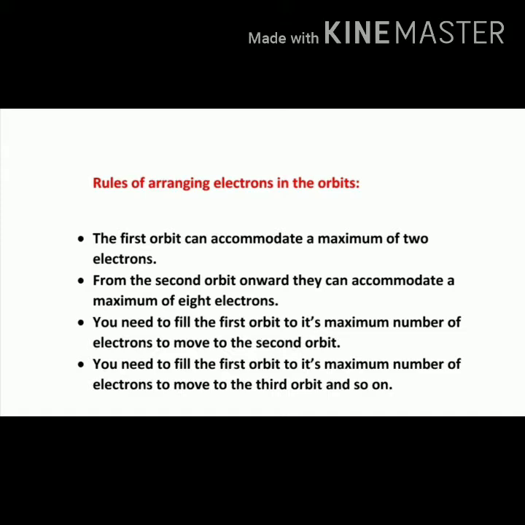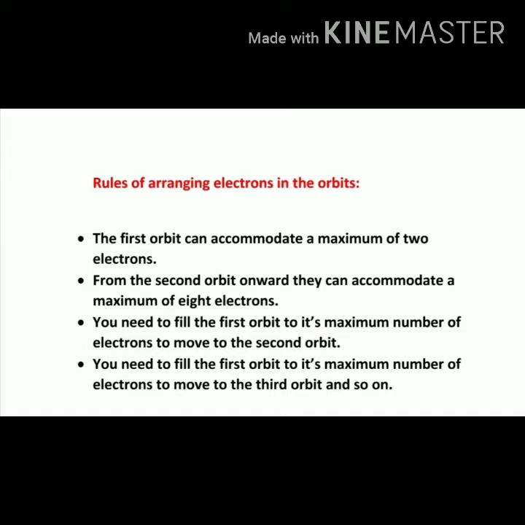Now the other rule. Without filling the first orbit, you cannot jump off to the next orbit, that is the second orbit. Without filling the second orbit, you cannot jump off to the third orbit and so on. That means first you have to fill the first orbit with a maximum of 2 electrons, then you can go to the second orbit. You have to fill the second orbit with a maximum of 8 electrons, then only you can go to the third orbit.